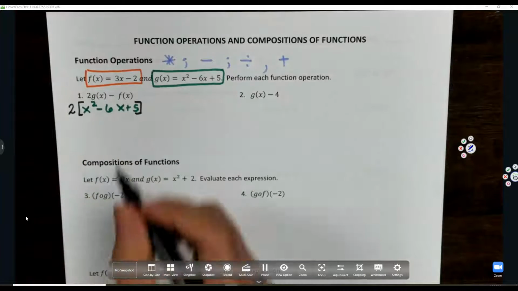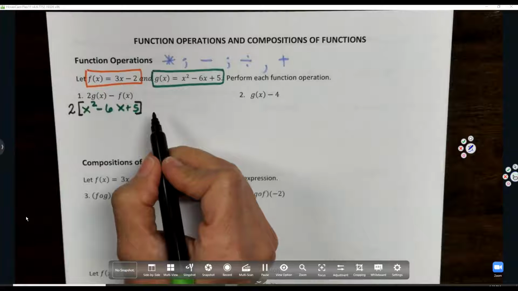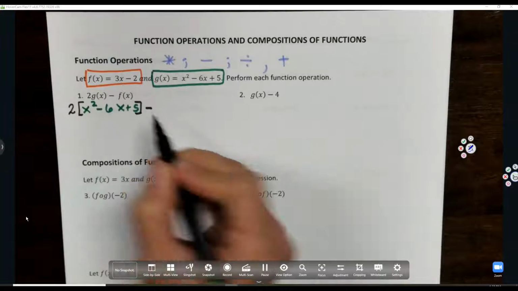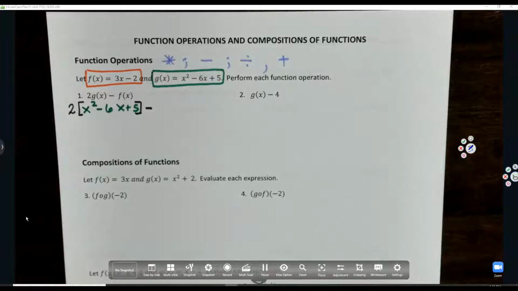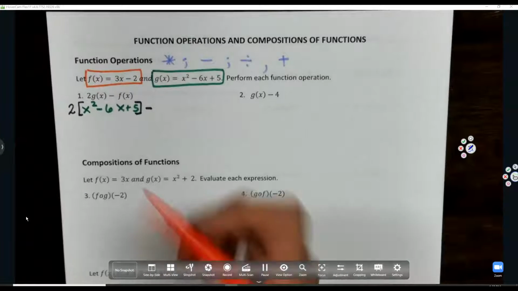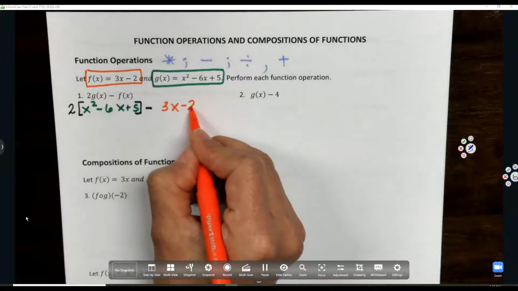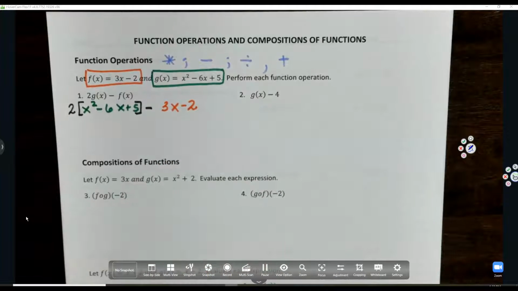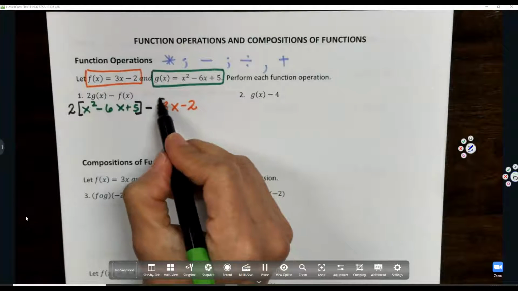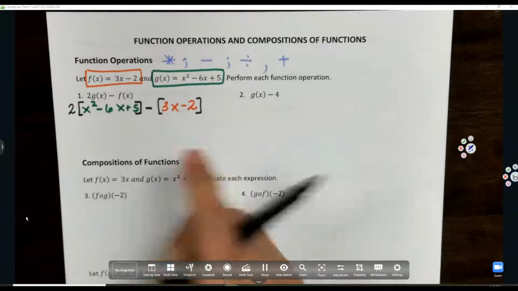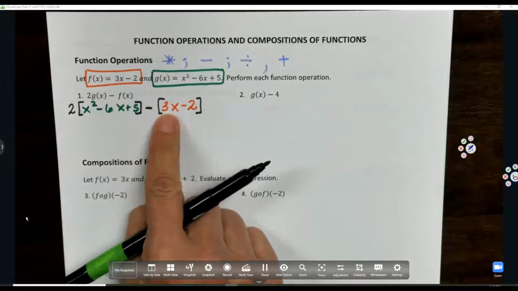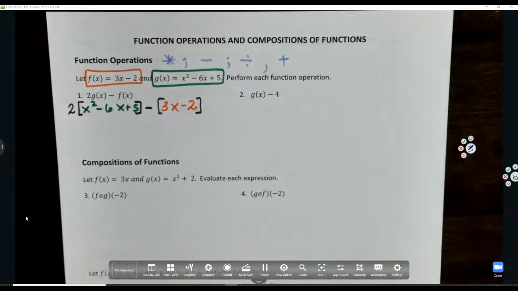And then we're going to end up subtracting f of x. And remember, f of x had 2 terms, and f of x was 3x minus 2. Now remember, we're subtracting all of f of x, y'all. I have to go back and put this in brackets, because when you distribute that negative, you have to distribute it to both of those.